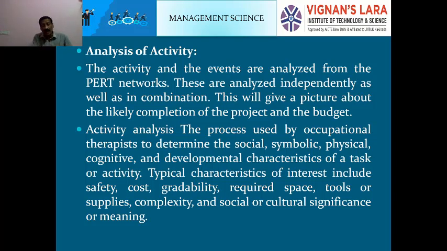It is a better reference. A typical character can also be taken into consideration. That is safety. To what extent is safety there in the project? Cost. How much expenditure is there? Gradability. That means grade 1, grade 2, grade 3 works, outcomes. Required space. That means how much space is required for each and every task or the total project. Tools or suppliers. How many tools, techniques or designing machines are required. Complexity, risk, social, cultural significance while performing the project. These are all analyzed by the PERT.